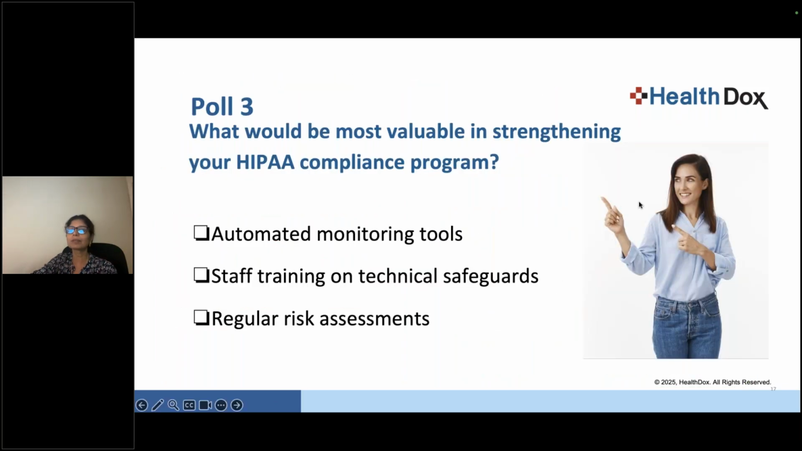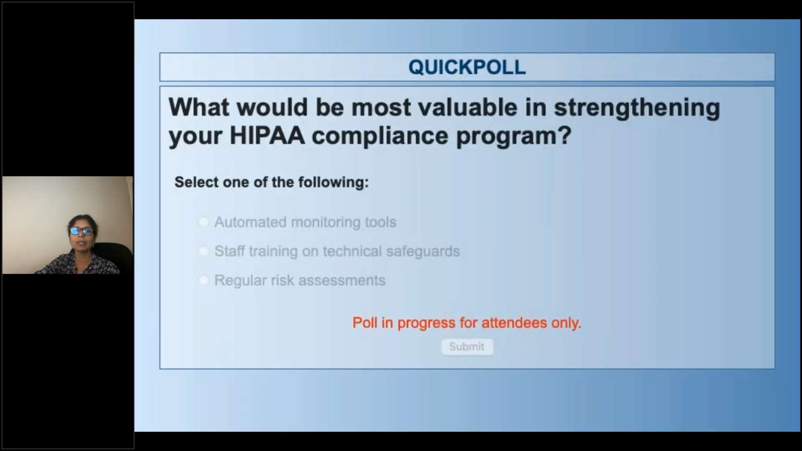So let's take a quick poll. That would be the last poll. What would be most valuable in strengthening your HIPAA compliance program? Is it automated monitoring tools, staff training on technical safeguards, or regular risk assessment?